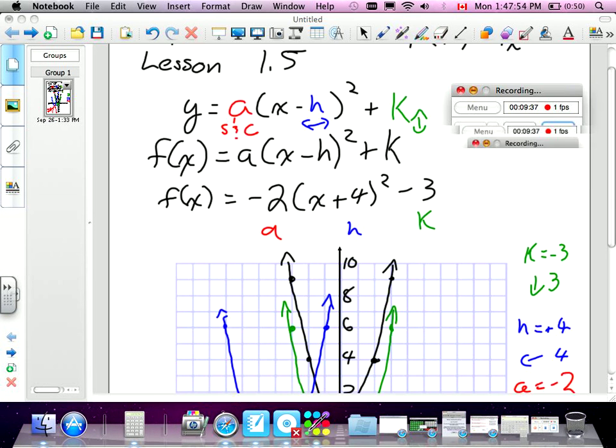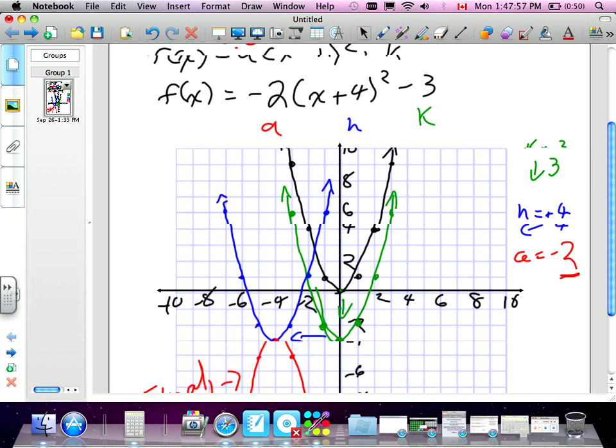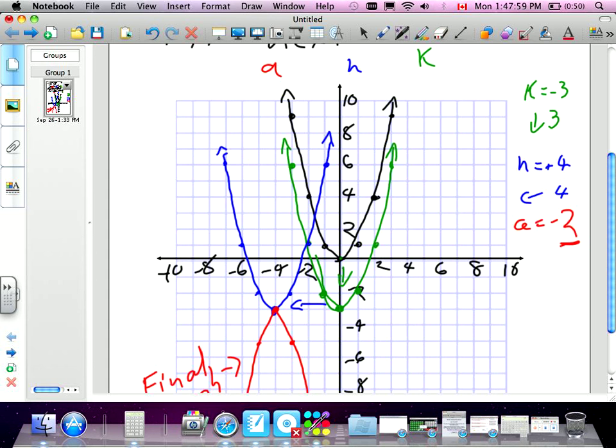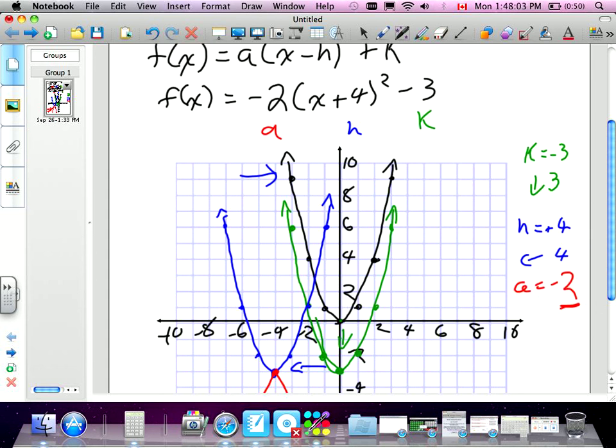Okay, so let's recap what we've done. I drew the original graph. We discovered our K value was negative 3. So I shifted the entire graph down 3 units. Okay? Then from there, which is our green graph now, I dealt with my K. So this is already dealt with in terms of a graph. I don't have to do anything else with it.